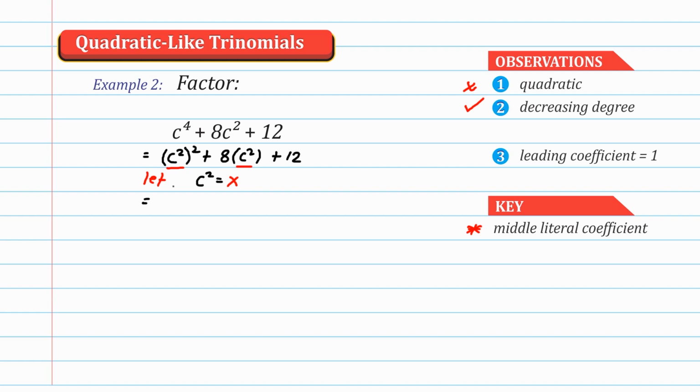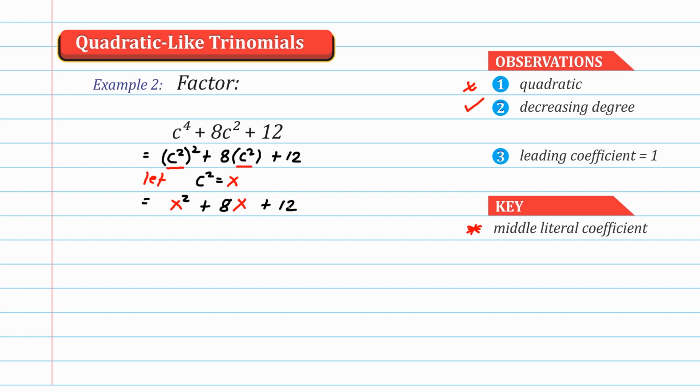C squared can be written as x. Because we let c squared equal x. But that's only c squared. C squared squared means x squared. Do you get what I mean? Again, replace c squared with x. Then you square it. Plus, let me copy 8. Again, we can see c squared here, which we can replace again with the variable x. So we replaced the c squared with x. Plus, copy 12.